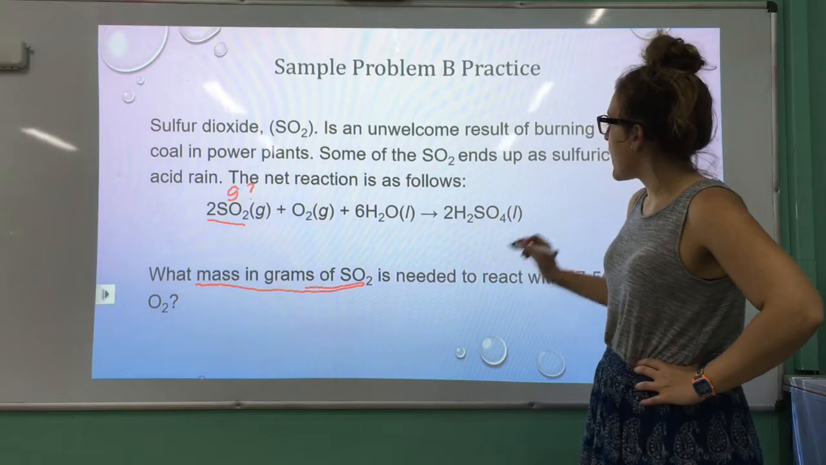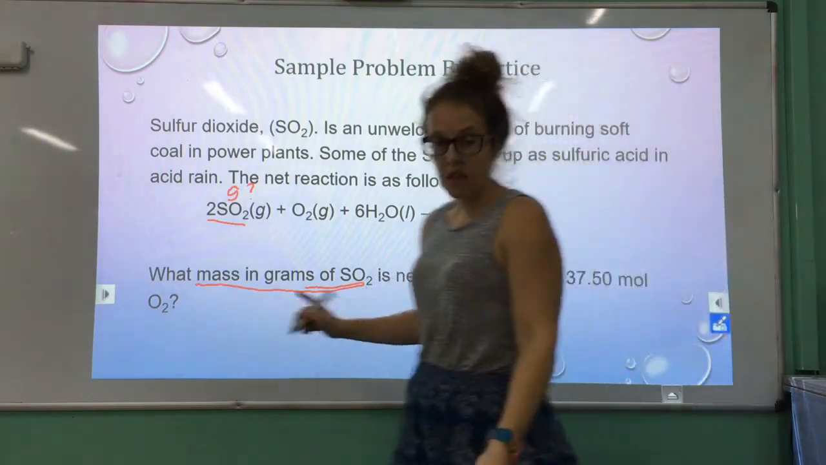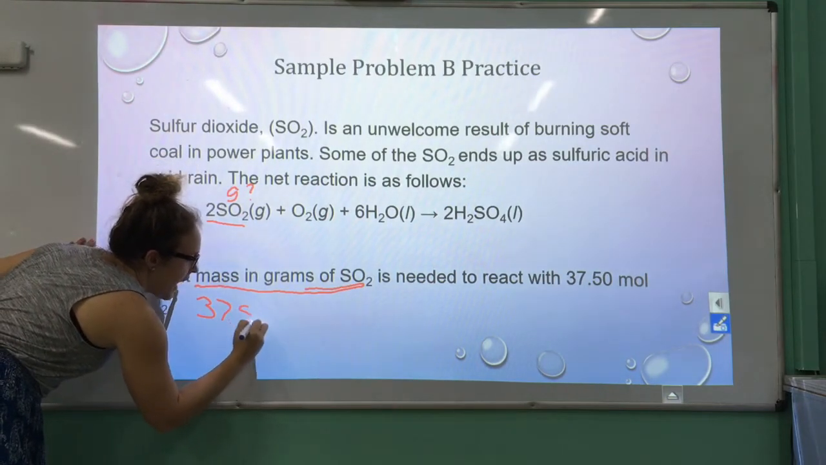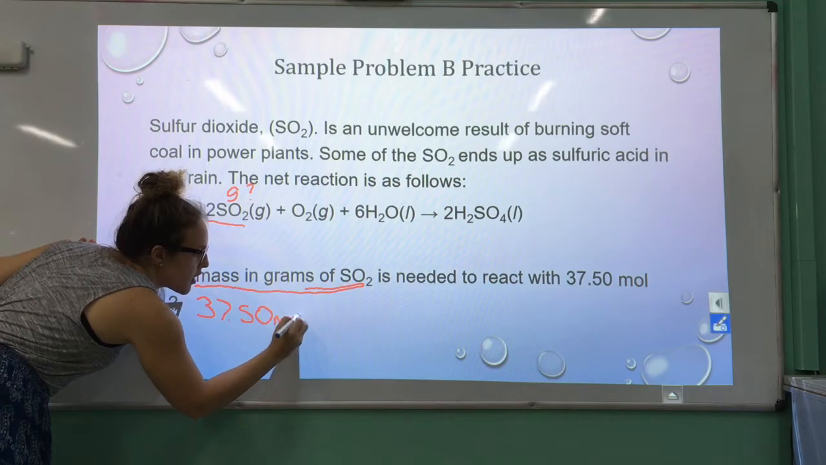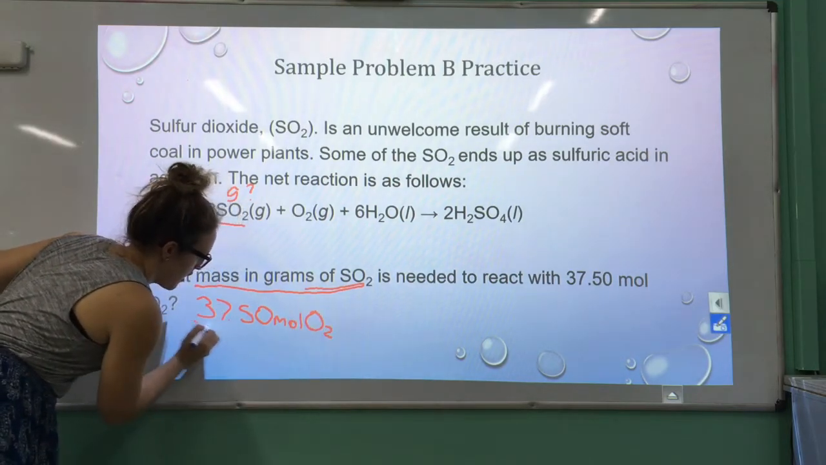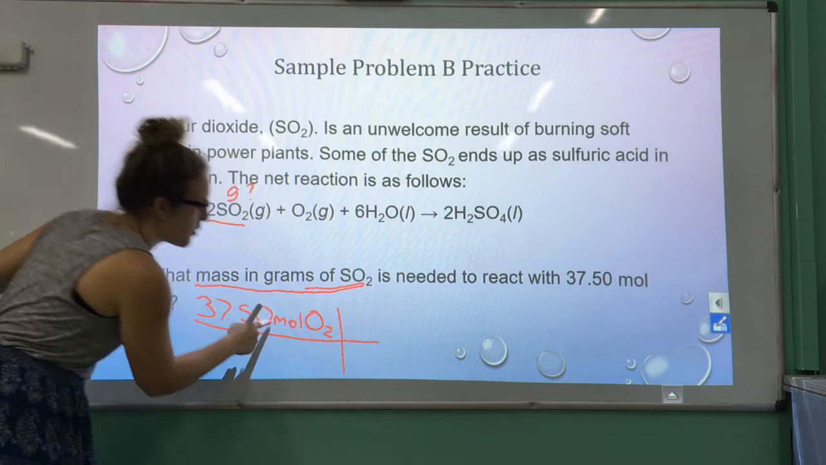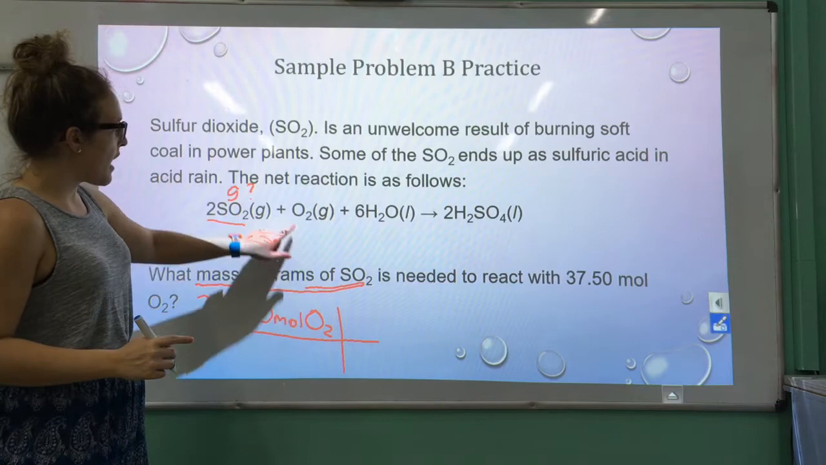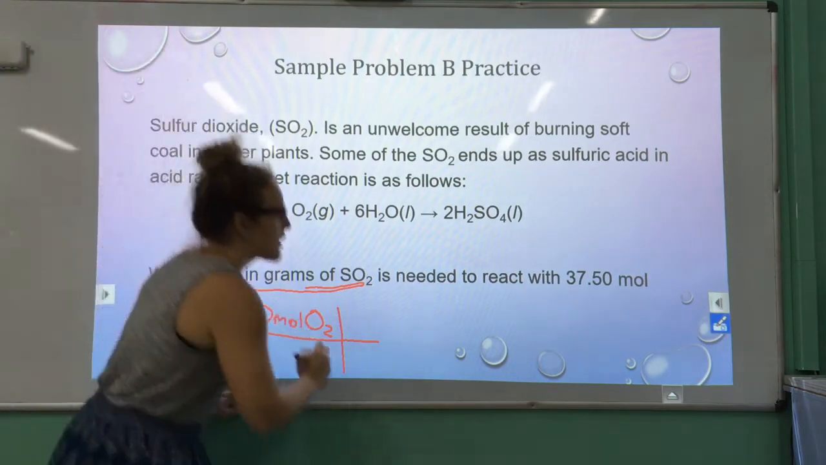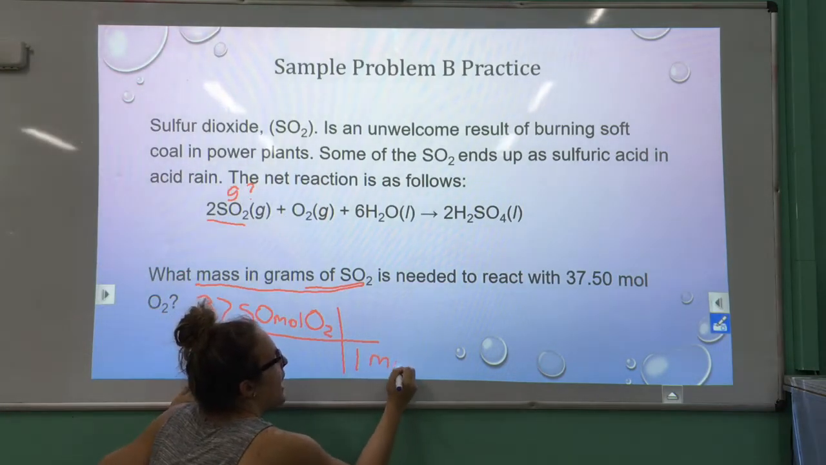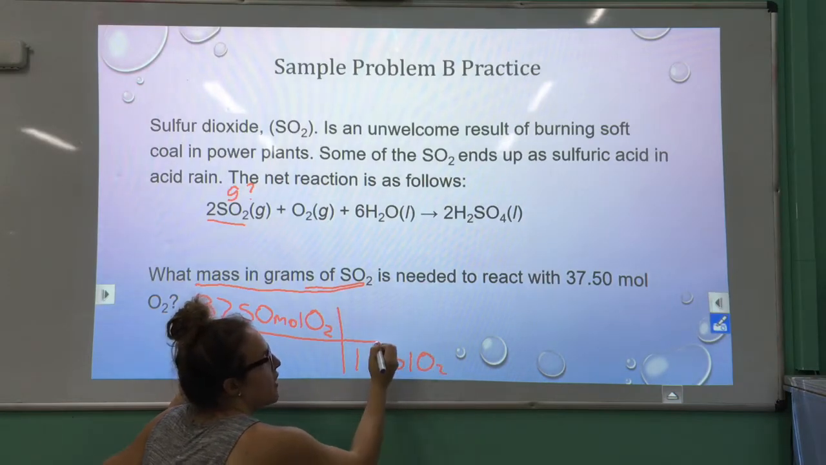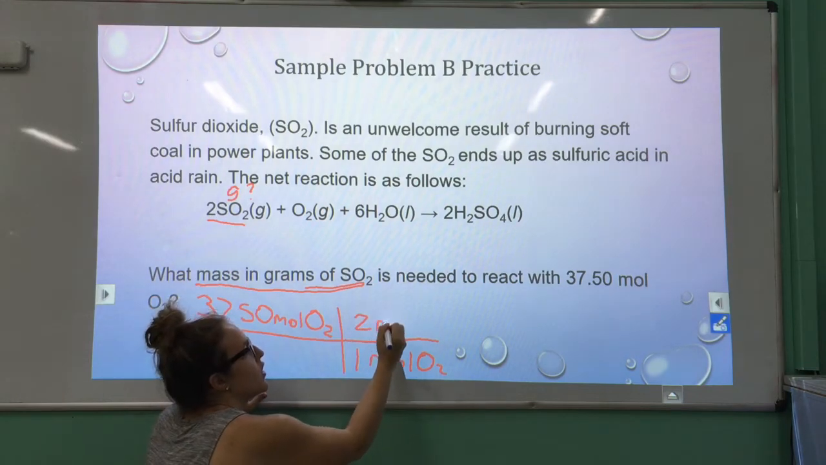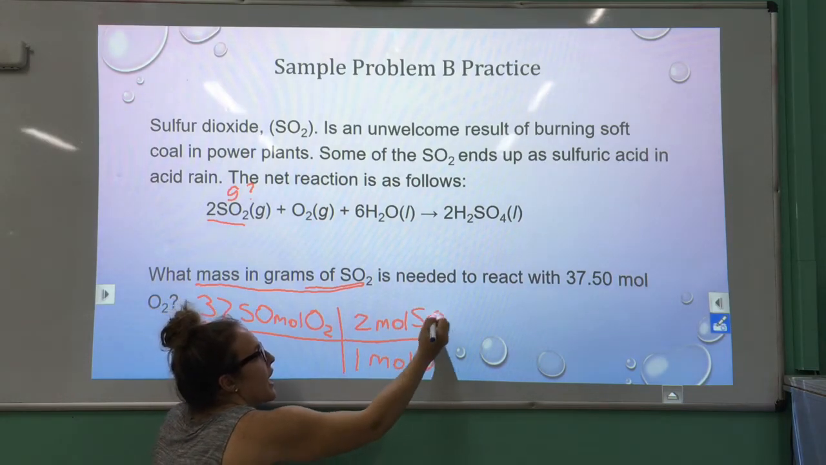So let's look at it. I'll start over here, 37.50 moles of oxygen. Because it starts in moles, we can use the mole-to-mole ratio. So we see that for every 1 mole of oxygen, we have how many moles of sulfur dioxide? 2 moles of sulfur dioxide.